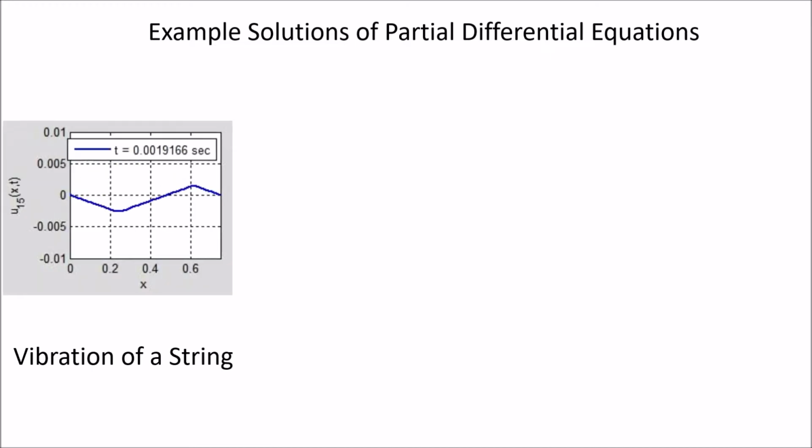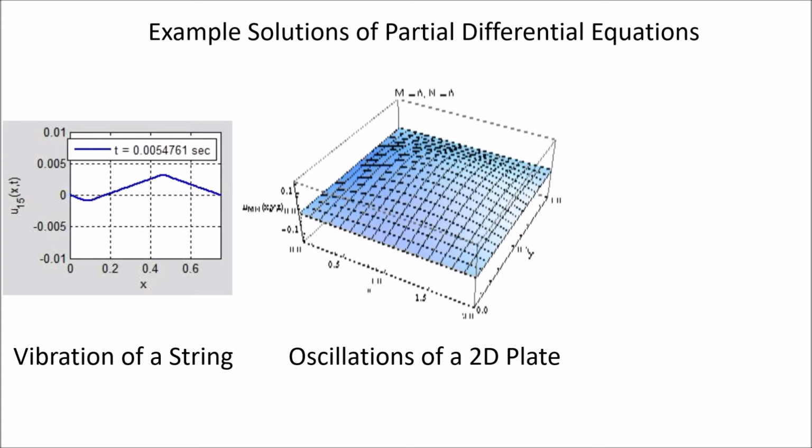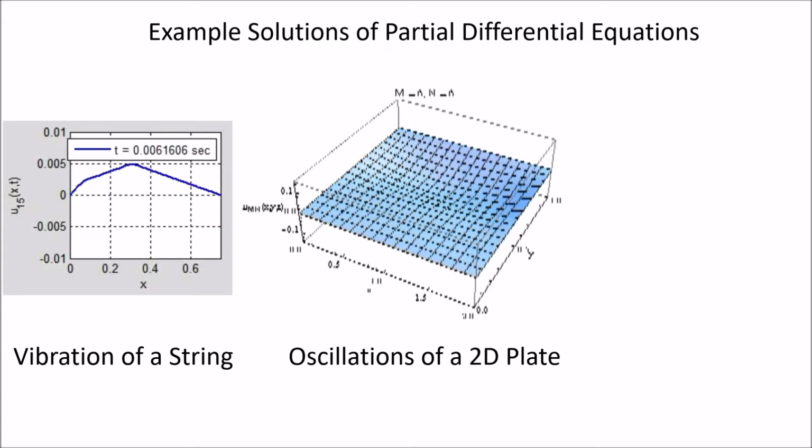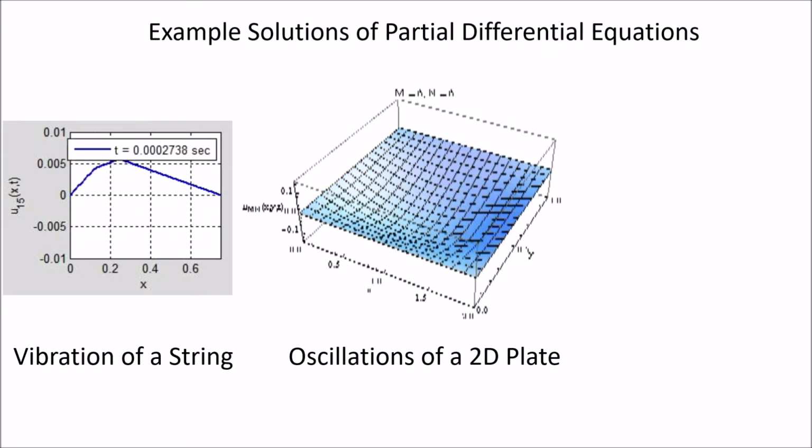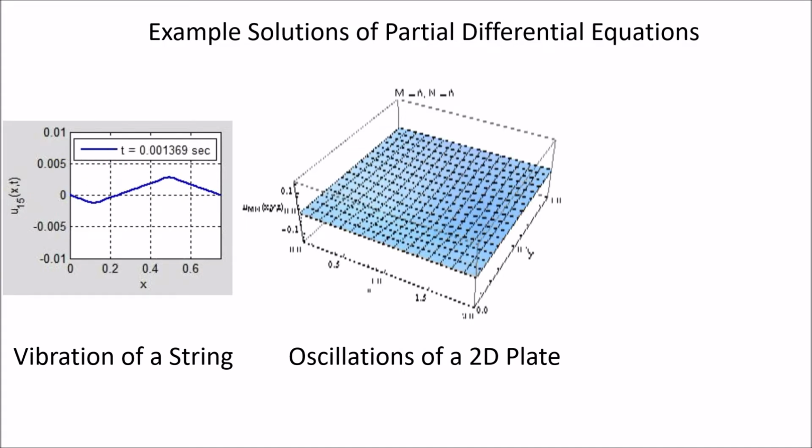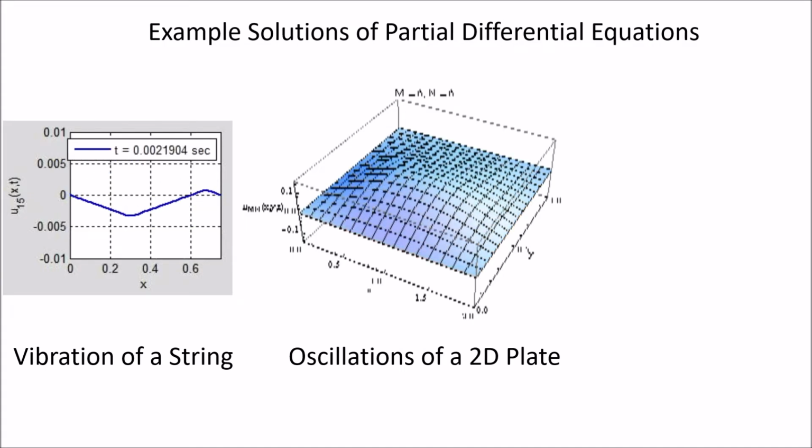So I wanted to give a couple examples of some systems that are modeled by partial differential equations. One example here is a vibration of a string. We're actually going to take a look at this in a little bit, and this is what's known as the 1D wave equation. We'll also see that you can extend this idea to multiple dimensions. So in other words, instead of just a simple string, you could have a vibration of a two-dimensional plate.